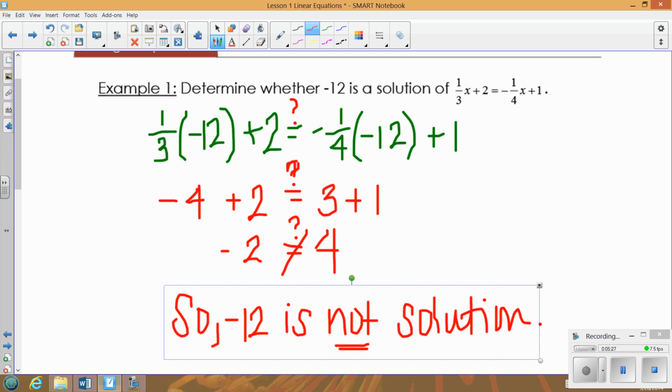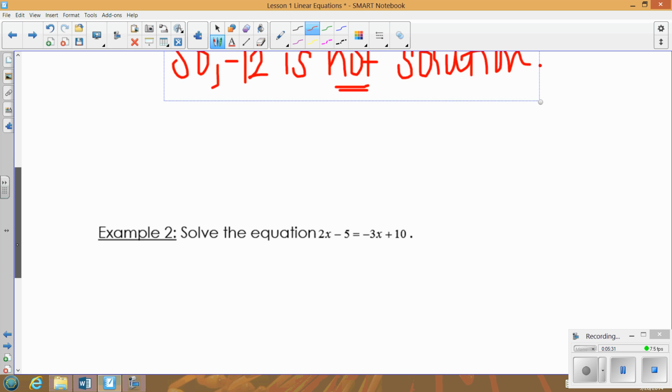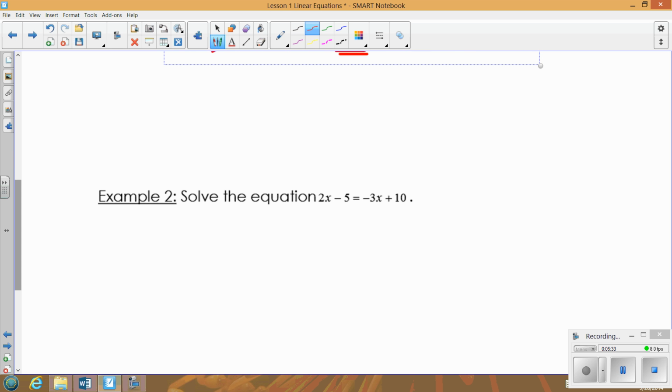Okay, so now let's look at some actual solving examples. So this example here, we want to solve this equation. Let me just rewrite it here. So we have 2x minus 5 equals negative 3x plus 10. Remember, we always want to get the variables on one side and the numbers on the other.